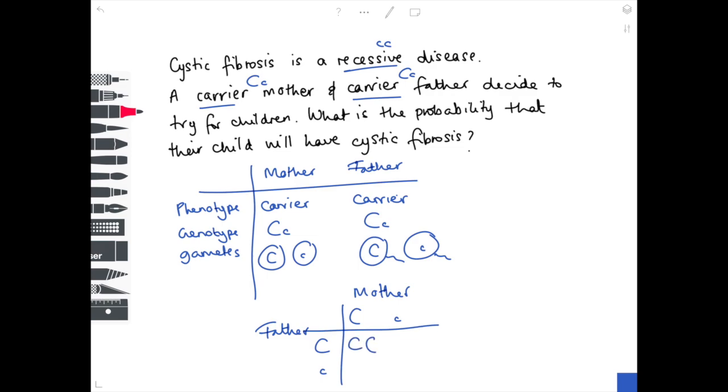So this child is big C, so they'll be healthy. This child is big C, small c, so they'll be carriers, but they'll still be healthy. Same for this one. And lastly, this child here will have cystic fibrosis. So they have a 25% chance of having a child with CF.